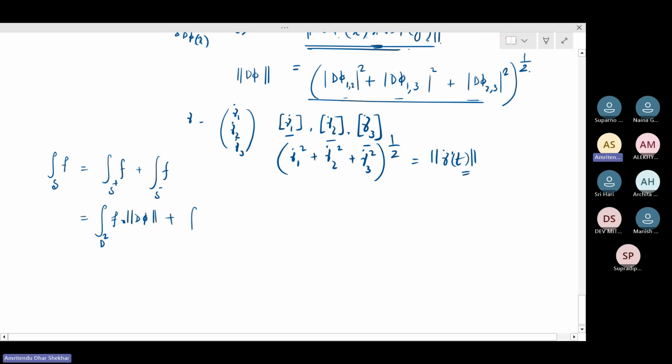Okay, plus integral over f. The S minus you also change to D2, but you have a different map over here. And for that different map, you put D phi norm again. Okay. And this is how you can complete the integral. This would be a different map.